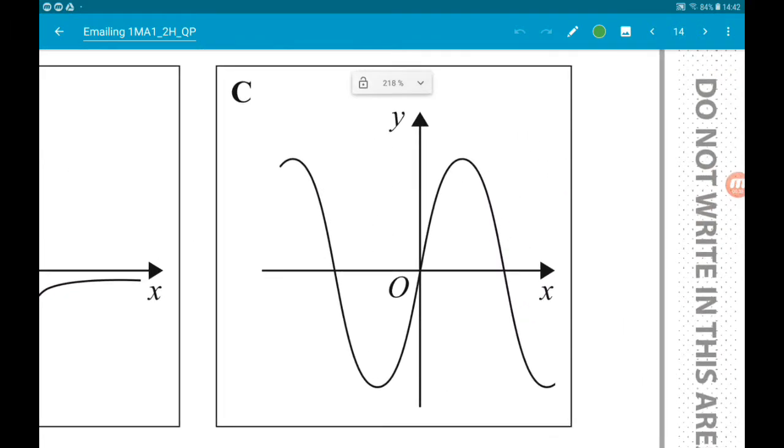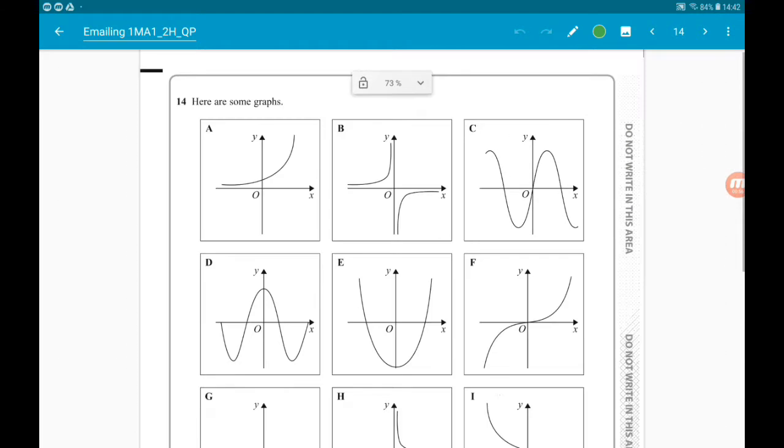So sine of x is 0 when x is equal to 0 and 180. It's 1 when x is equal to 90. And it carries on like that forever and ever and ever, both ways. So the first one is C.